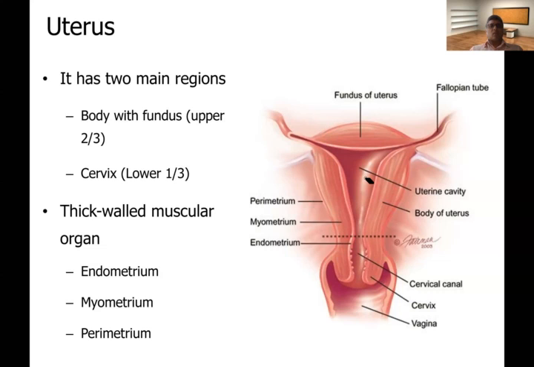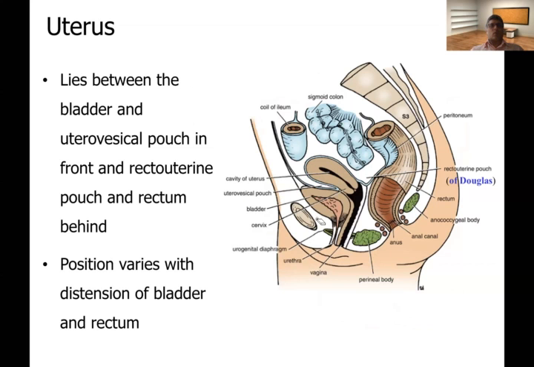And it is a thick-walled muscular organ with three layers contributing to form it. Outside you get the perimetrium, then you get the myometrium, and then you get the endometrium inside. So these are the three layers. Okay, you know that the uterus lies between the bladder in front and the rectum behind, so that you have the pouch of Douglas or the uterine pouch behind and the uterovesical pouch in front in a female.